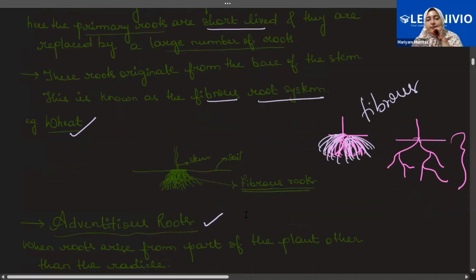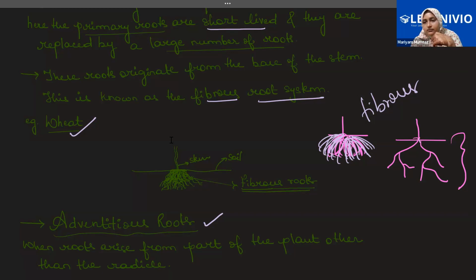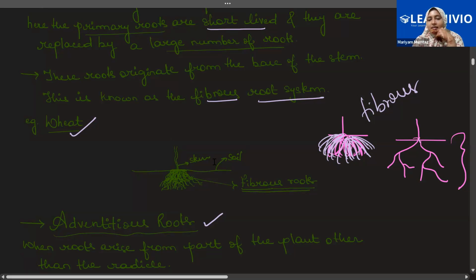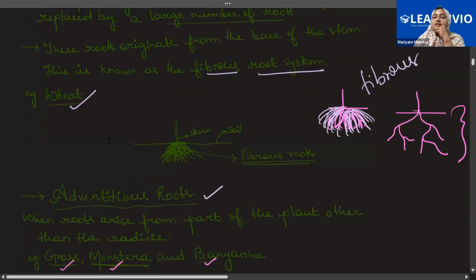Fiber like. Carrot can be taken as an example, right? Which one? Carrot. Is it fibrous, or is it taproot? Carrot has a taproot. Carrot is a dicot. Okay, so the example is there. All the monocots have fibrous roots. All the dicots have tap roots.